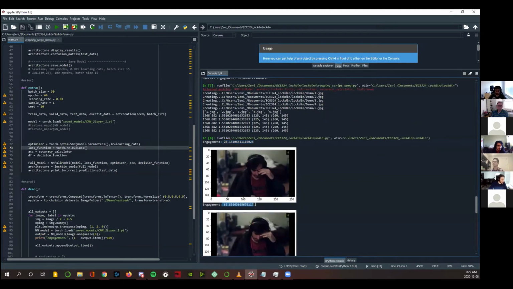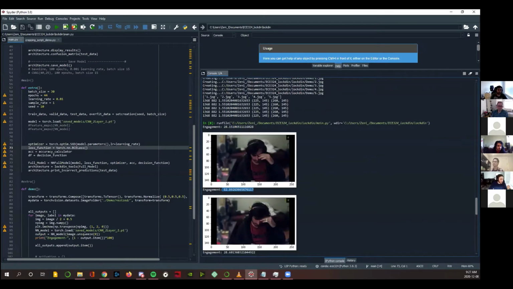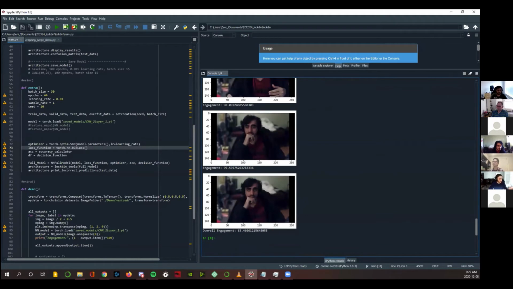However, it is leaning towards the disengaged side. We believe this one is probably incorrect because it's not picking up on the eyes, and then we see some of the correct engagements here where Shas is clearly engaged. And then I'll leave it off to Jeffrey to finish off here.